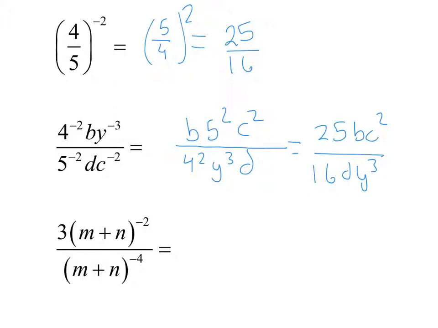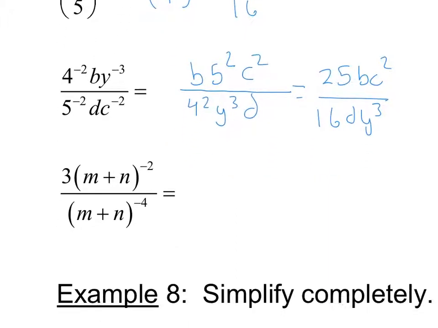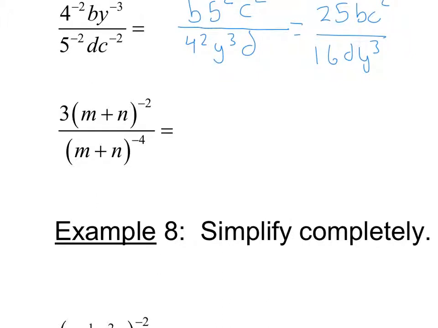Okay. So next one. This one looks a little trickier than it is, so let's just talk about the exponent rules here. The 3, see how it's not to the negative 2, so that means you're keeping it there. Now I'm going to make this positive before I do anything. So this negative, move down. So that means m plus n squared is down. This negative 4, move up. That means m plus n moves up.